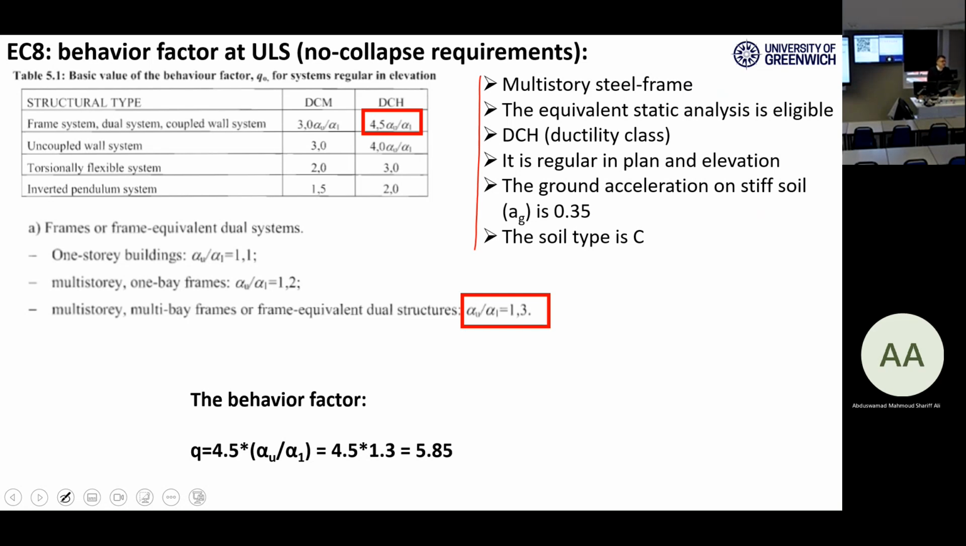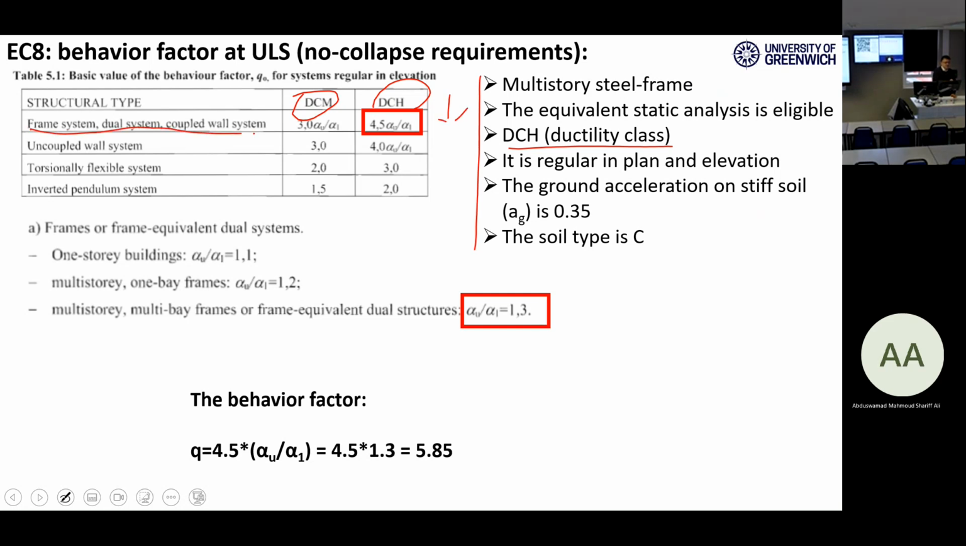Equivalent static analysis is the name of the sort of analysis which takes only that first term into account, E1, Q1. It works only based on the first natural frequency of the structure. DCH ductility class. Ductility class is high. Ductility class is high, is related to the Q factor, that Q factor which is about the nonlinear capability of the structure. You have table 5.1. If you have ductility class high or ductility class medium or high. Okay, I will use this column.